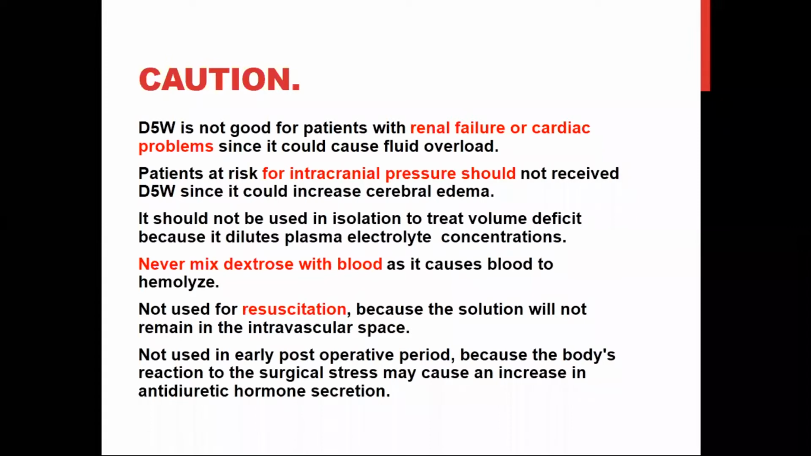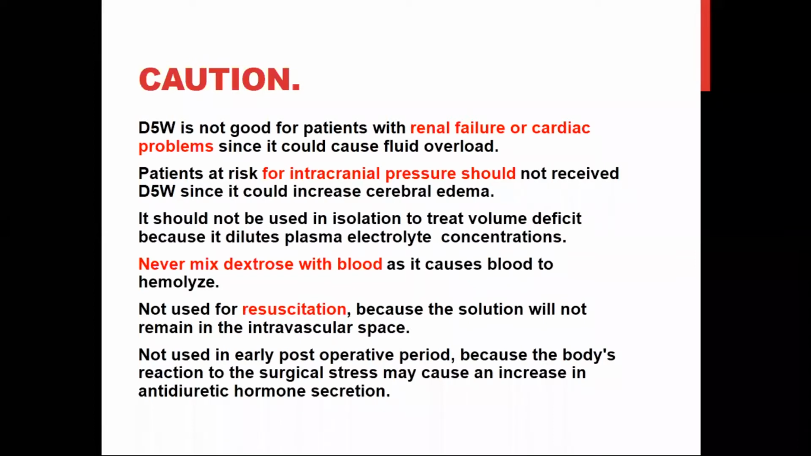Never mix dextrose with the blood as it may cause blood to hemolyze. Not used for resuscitation, like we said earlier, because the solution will not remain in the intravascular space. I need normal saline. Hypertonic saline keeps the fluid intravascular, so I want the blood pressure to stay within normal.